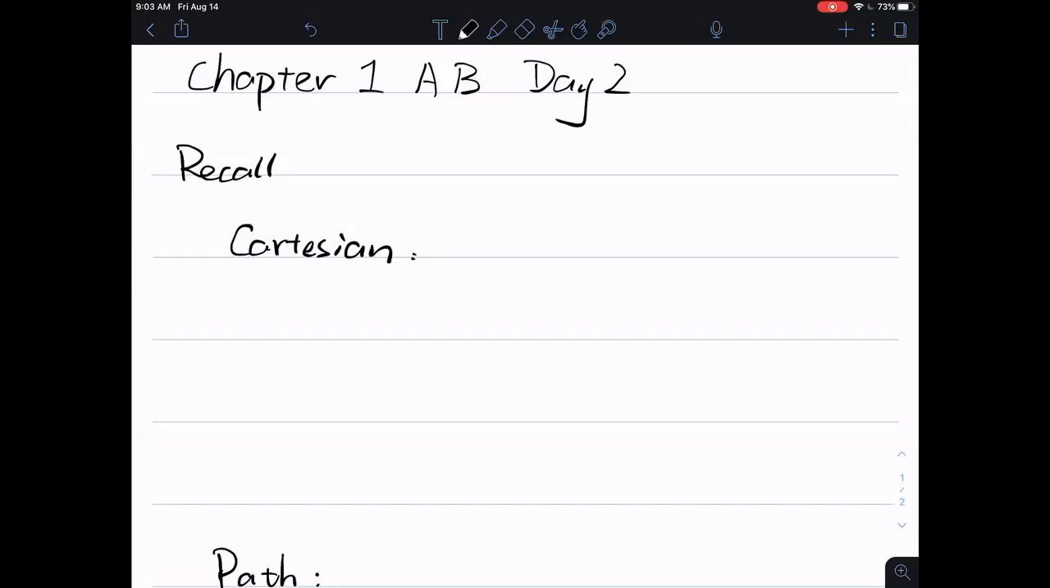Last class, Wednesday, we learned two things, two coordinate systems. One is called Cartesian, right? Another one is called the polar coordinate system. I want you to close your notes and just try your best. Think, what are the equations we learned on the Cartesian coordinate system?